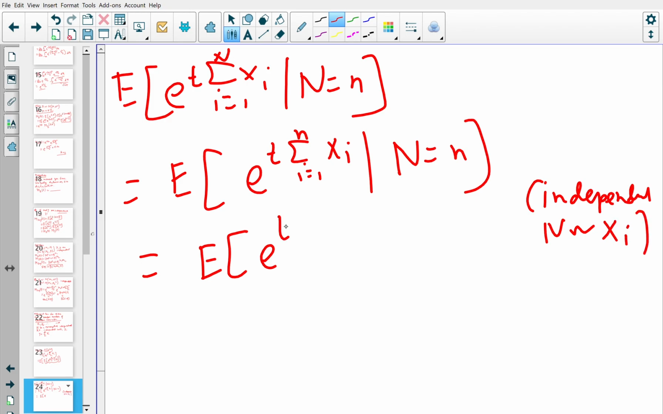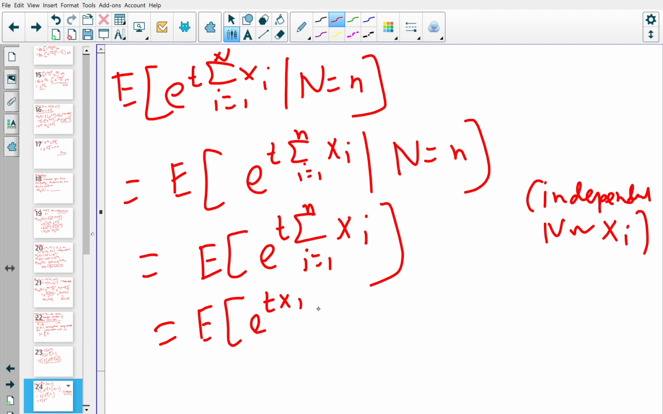Okay, so e to the power t times the summation of Xi, i equal to 1 to n, and then you can just interchange that. You also know that these X's are independent, so you can write this as the expectation of e to the power t X1 up to e to the power t Xn. Okay, and then this independence gives you that this is nothing but a product.